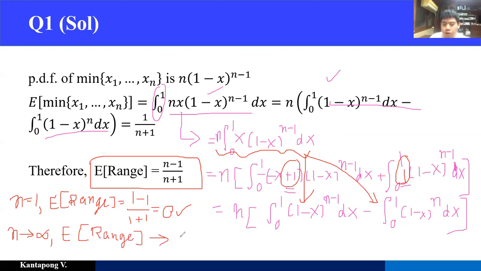Go to what? The limit of (n minus 1) over (n plus 1) is going to be 1. So if the sanity check passes, it doesn't guarantee that we get the correct answer. But if we find that it is the wrong answer, you can be sure that it is wrong.